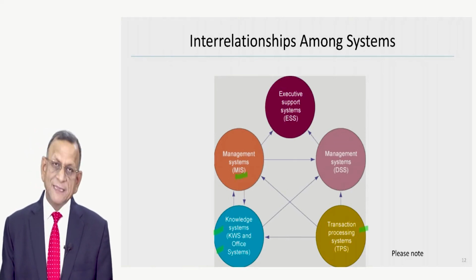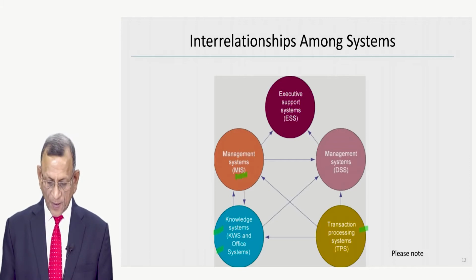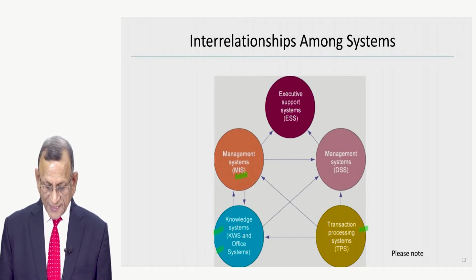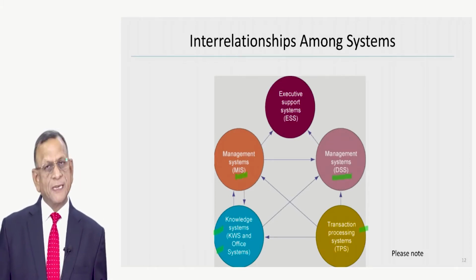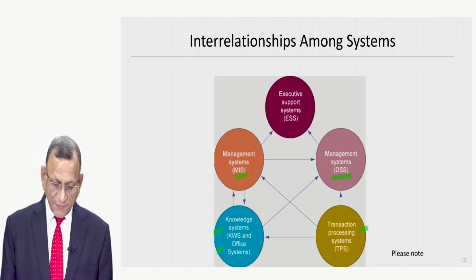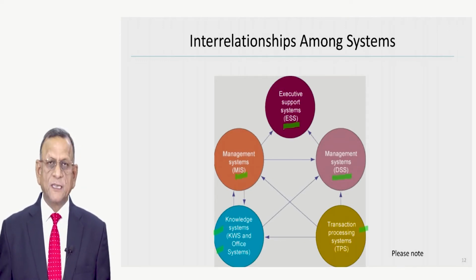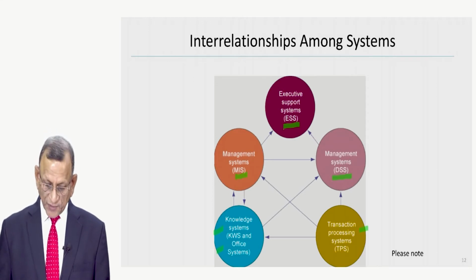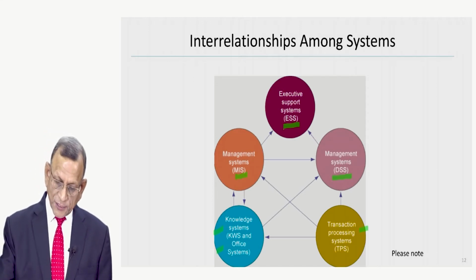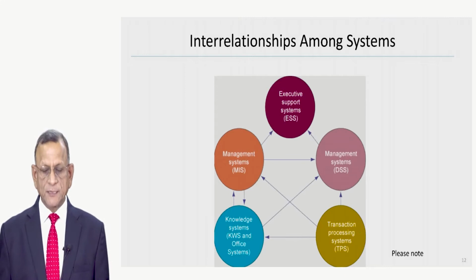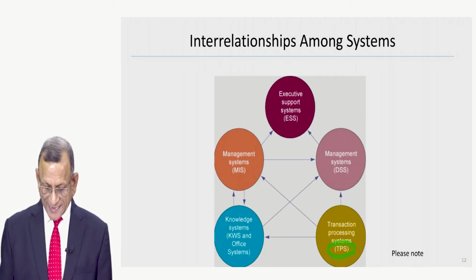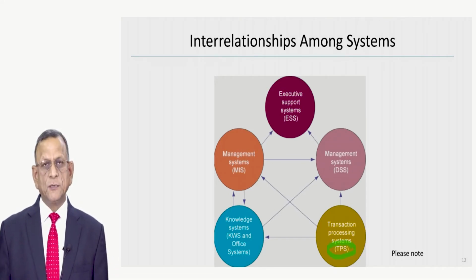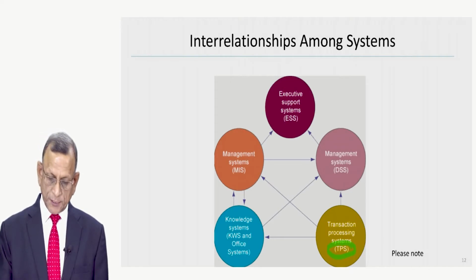Then we have MIS, that is management information systems. Then we have DSS, decision support systems, again a management system. And then we have executive support systems, which is ESS, one by one. Initially, when the transaction is happening, the transaction is being processed, then TPS is active. Transaction processing system is working.